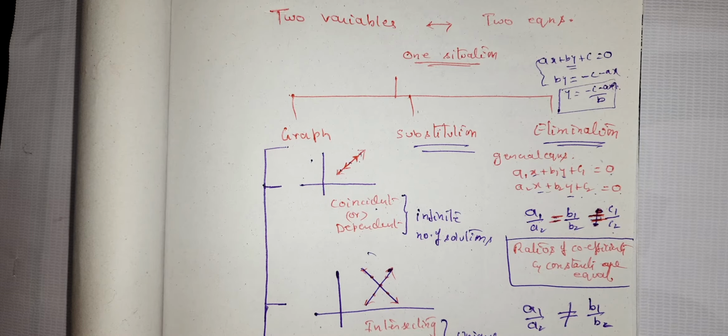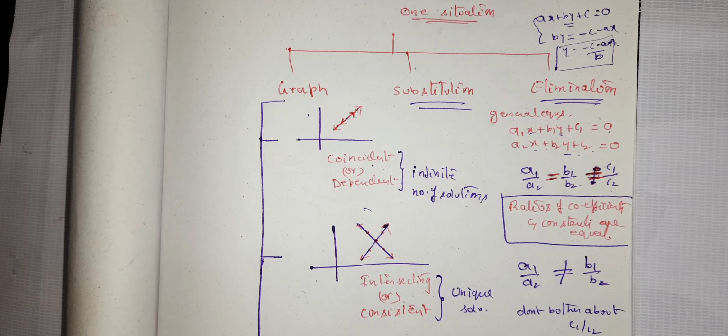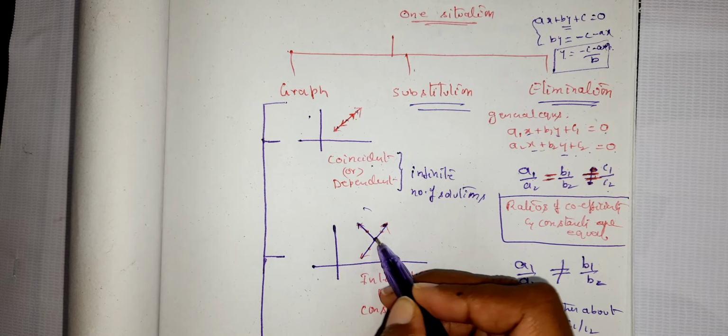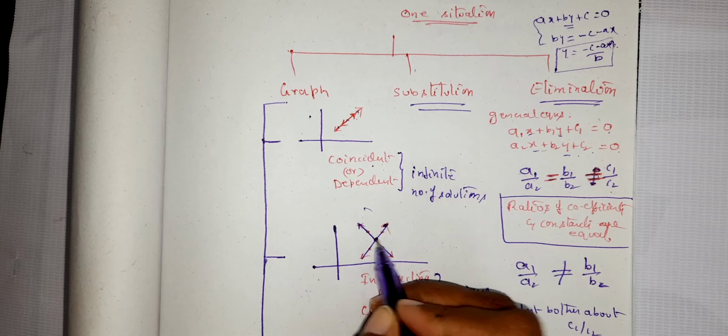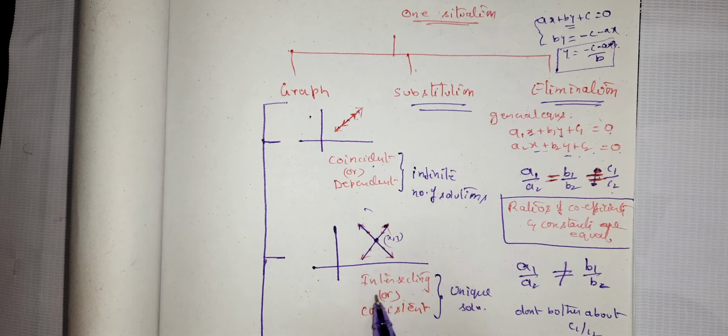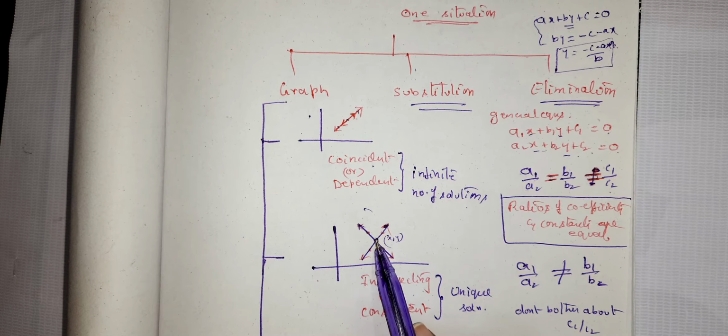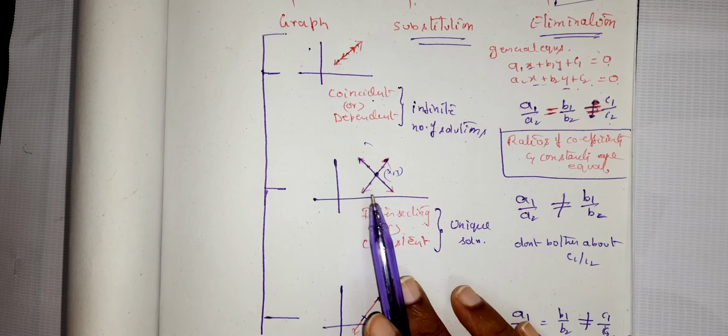Okay, children. Now the next kind of graph that may come, depending on the values A1, A2, B1, B2, is intersecting lines. That means they meet at a particular point, only one single point, and that point is the solution for the given pair of equations, because here two equations have the same variables. Those two variables should have the same values in order to satisfy both equations. Then only we say those are solutions. So here you will have only one solution. Therefore, we call it a unique solution.